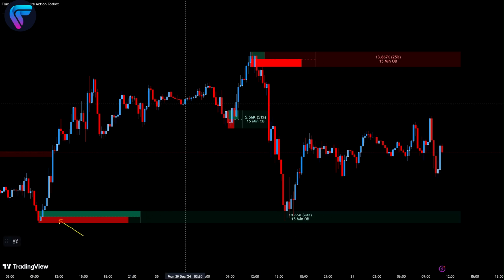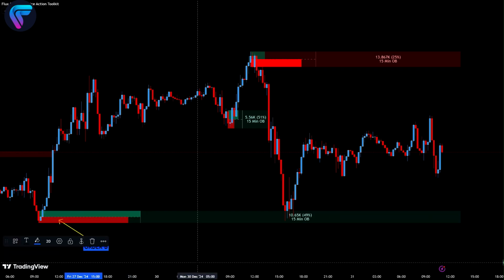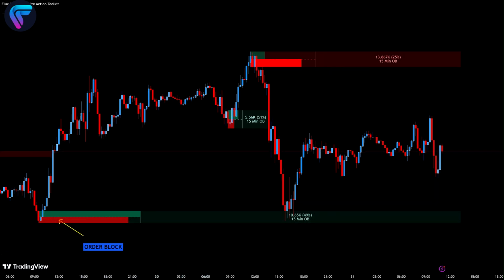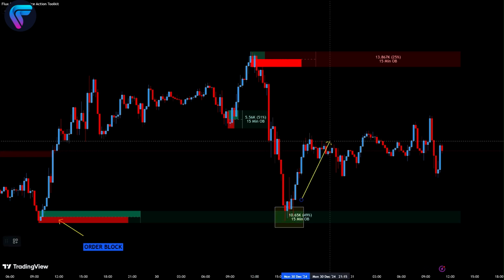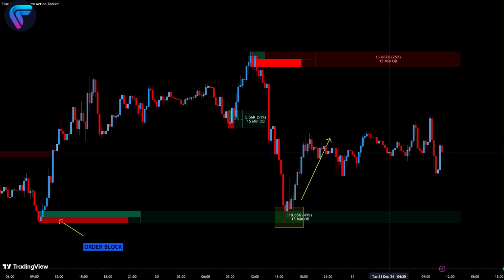If the price drops back into a green bullish order block, it may be a good time to look for buying opportunities. On the other hand, if the price rises back into a red bearish order block, consider selling.